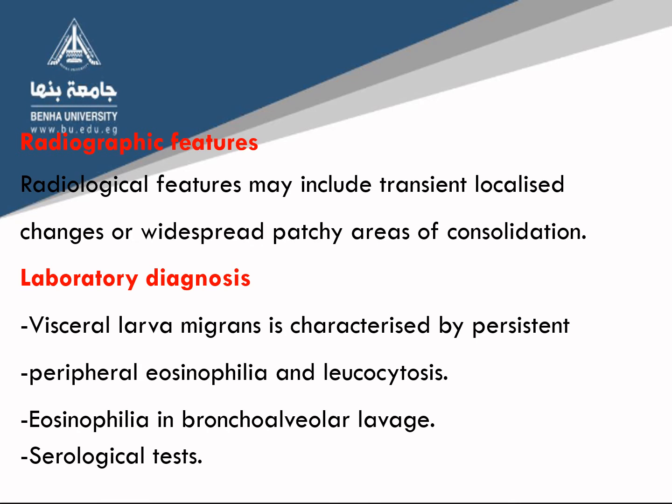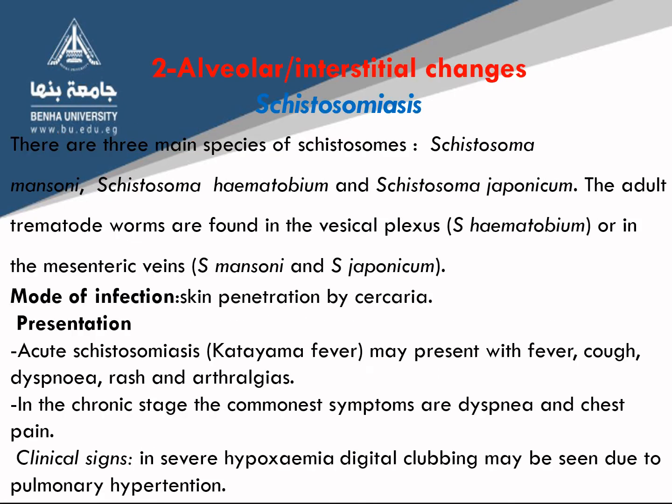Radiographic features. Radiological features may include transient localized changes or widespread patchy areas of consolidation. Laboratory diagnosis: visceral larva migrans is characterized by persistent peripheral eosinophilia and leukocytosis. Eosinophilia in bronchoalveolar lavage. Serological tests. Number 2. Alveolar or interstitial changes.